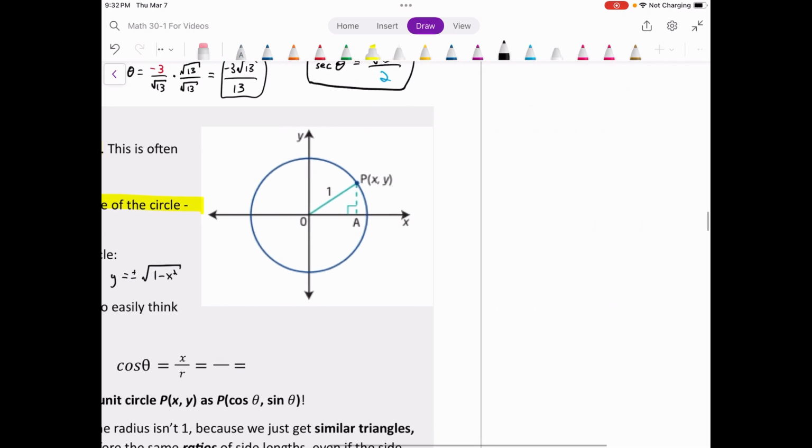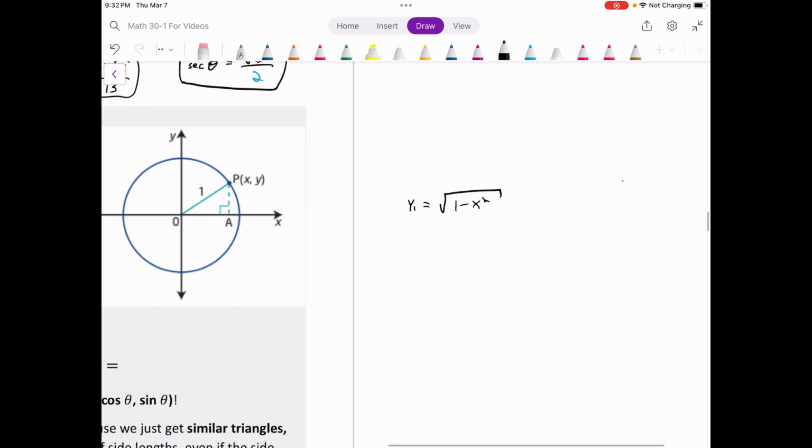And if you go and put in your calculator Y1 equals square root of 1 minus X squared, what you will get is a semicircle with a radius of 1. If you then put in negative root 1 minus X squared, you'll get the other half of the circle. Okay, and you can do this.